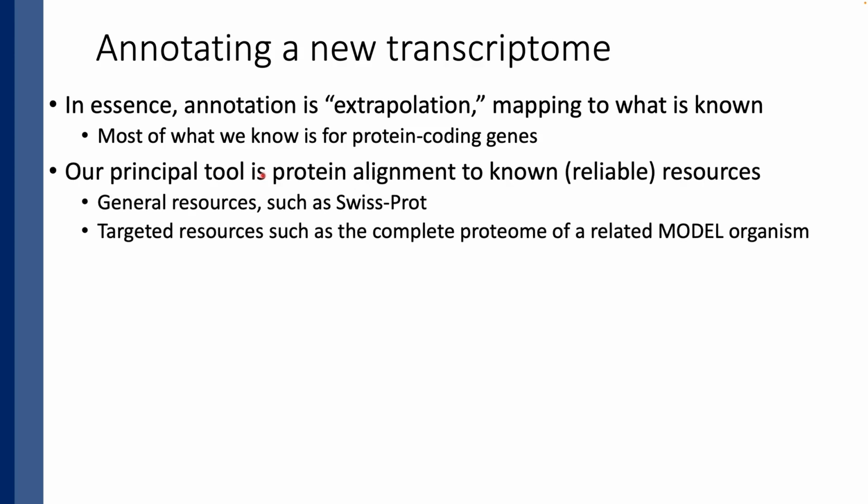And in that light, our principal tool for doing this sort of work is using a protein alignment to known reliable resources, as it says. We've been making protein alignments for over 50 years. These alignments have shown us that if we can match up the sequences across different organisms, we can have a good guess at what the role of that gene is in the new organism, the new transcriptome that you're working with. You can work with general resources such as Swissprot, or you can go after the complete proteome of a related model organism such as fly or zebrafish or mouse, and you'll gain great information.